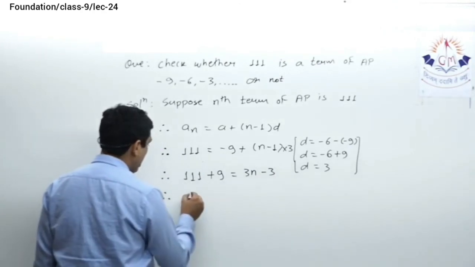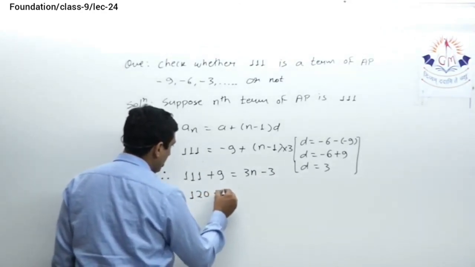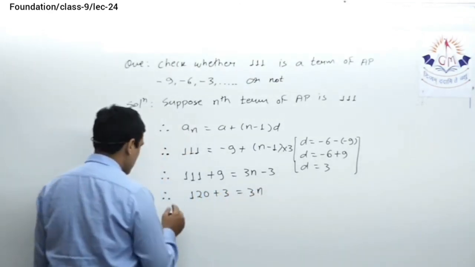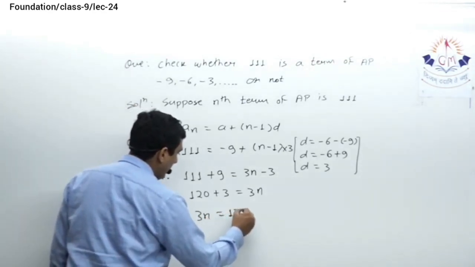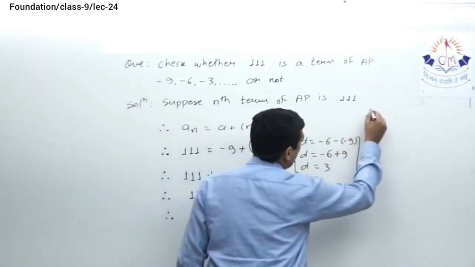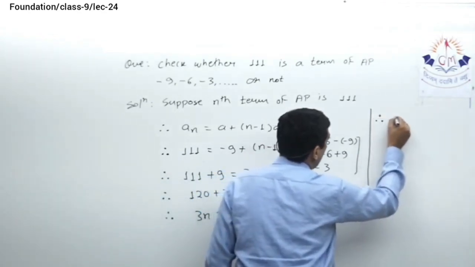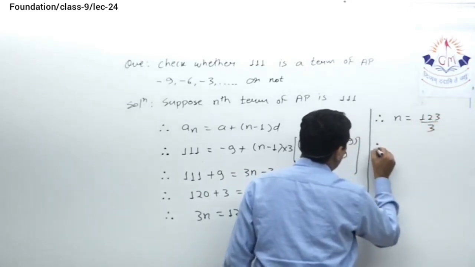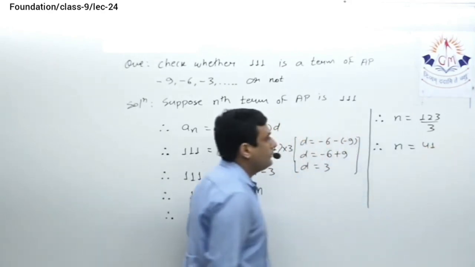So here I will get 120 plus 3 is equal to 3n. Therefore 3n is equal to 123. I got the value of 3n. Therefore n is equal to 123 upon 3. Therefore n is equal to 41.